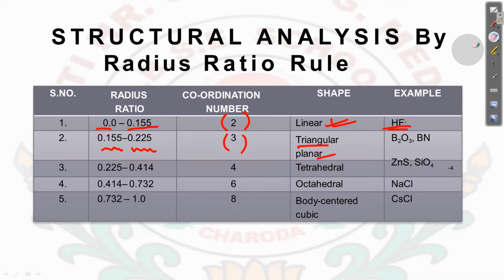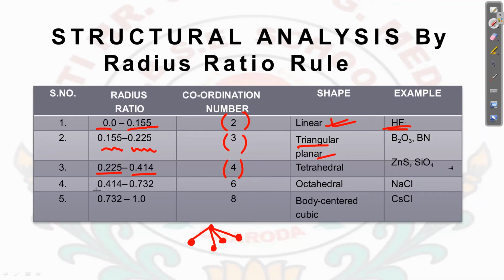Next is 0.225 to 0.414. Here the coordination number will be 4, and it will be tetrahedral. It means a single atom is being connected with 4 different atoms there. This is known as a tetrahedral structure, and for that, the radius ratio must be between 0.225 and 0.414.